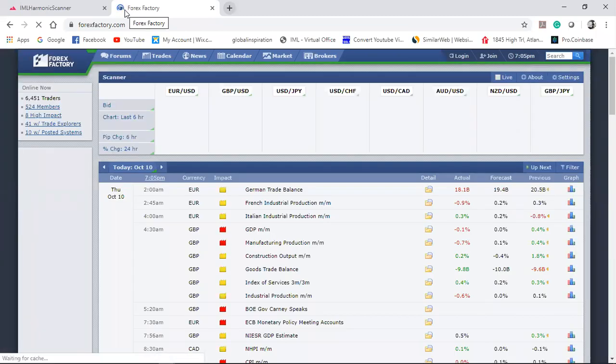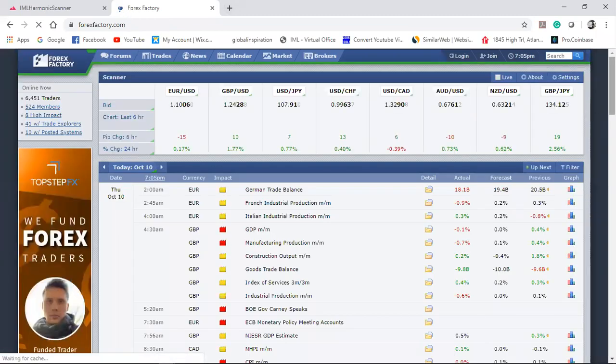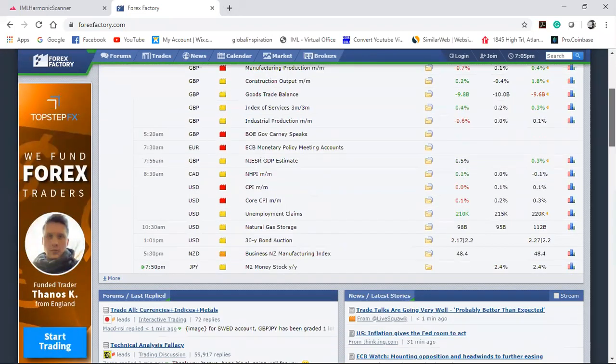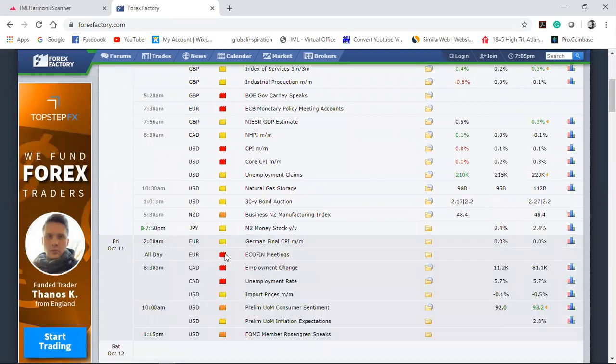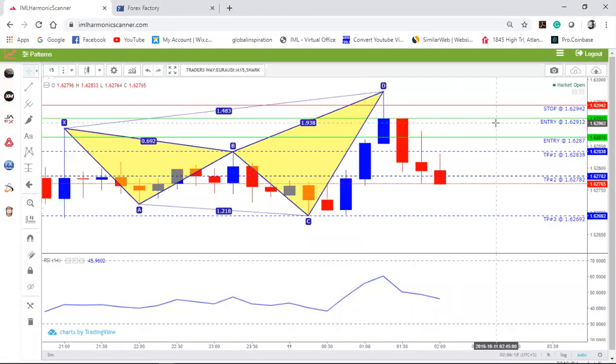Since today is Thursday, and I'm on a different time zone, I think all the grayed out are finished. So there's no more red folder news for today, 7:50 p.m. And then all day tomorrow, there's Euro news and Canadian news, so Euro and CAD. I'm looking at Euro and AUD, but it's a long ways from now for the news, so I don't need to worry about the news.